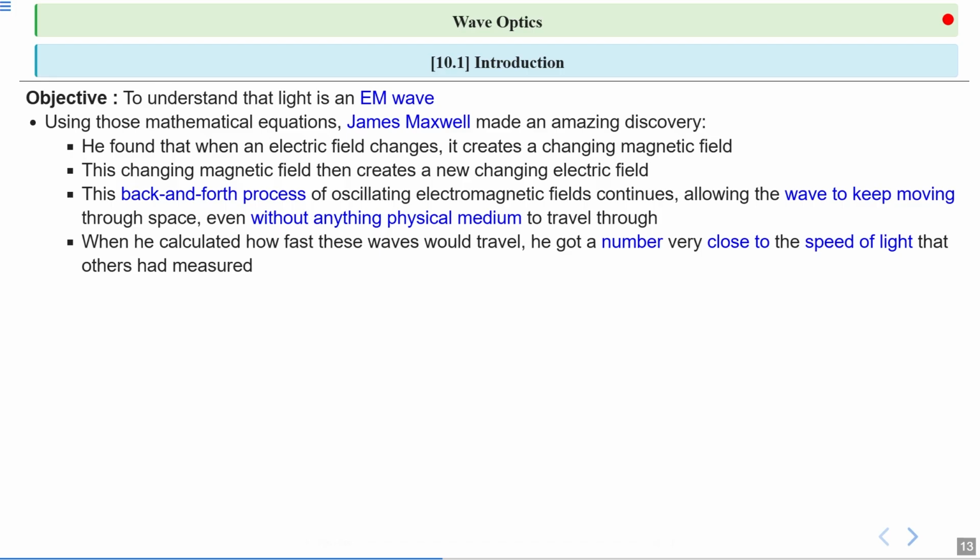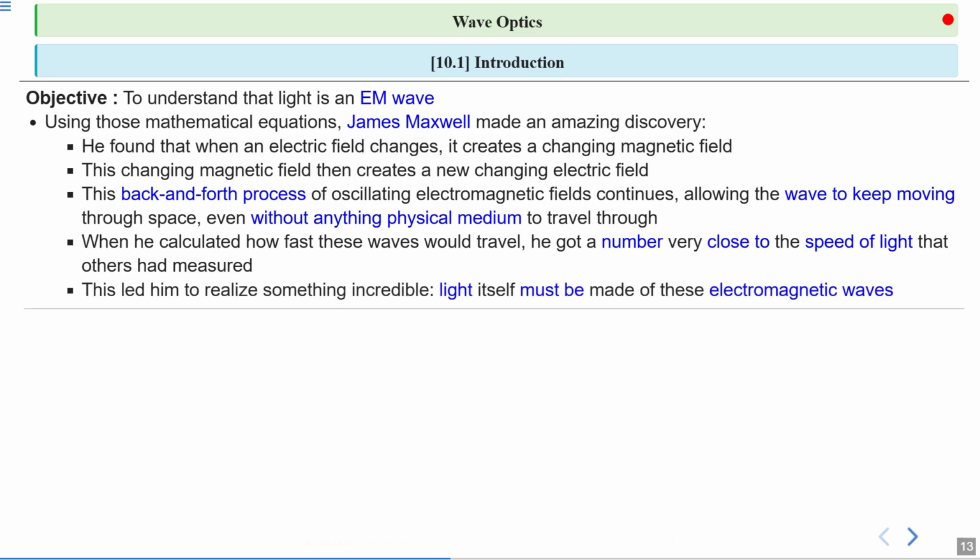When Maxwell calculated the speed of these waves, he found that it matched the speed of light measured by others. This was a groundbreaking realization because it linked light to electromagnetic waves, suggesting that light itself is an electromagnetic phenomenon. So Maxwell's work led to the incredible conclusion that light is made of electromagnetic waves. This discovery was revolutionary, fundamentally changing our understanding of light and laying the foundation for modern physics.